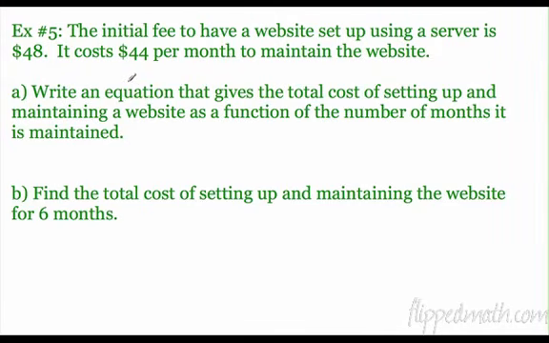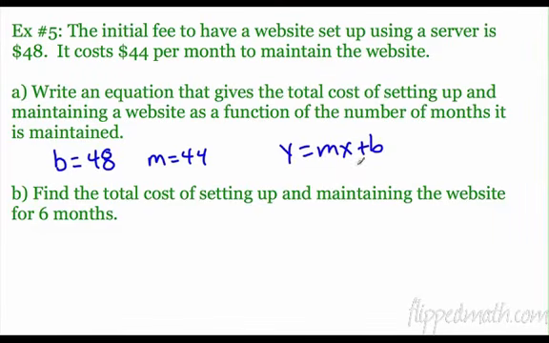The initial fee to have a website set up using a server is $48. Initial fee, that's our b. That's our starting value, 48. It costs $44 per month to maintain. That's a rate. That rate of change is slope, 44. Plug it in. y equals mx plus b. So y equals 44x plus 48. There we have an equation.